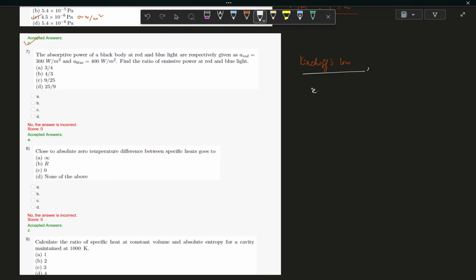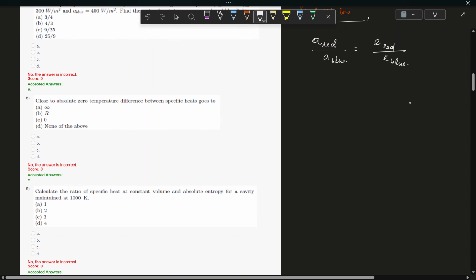So if you have two lights, red and blue light, and if you know the ratio of their absorptive power, let's say A red by A blue, then it will be the same as the ratio of the emissive power, which is, let's say we call the emissive power given in terms of E. So E means the emissive power. It will be the same as E red by E blue, because absorptive power is directly proportional to emissive power. That is why A red by A blue is equal to E red by E blue.